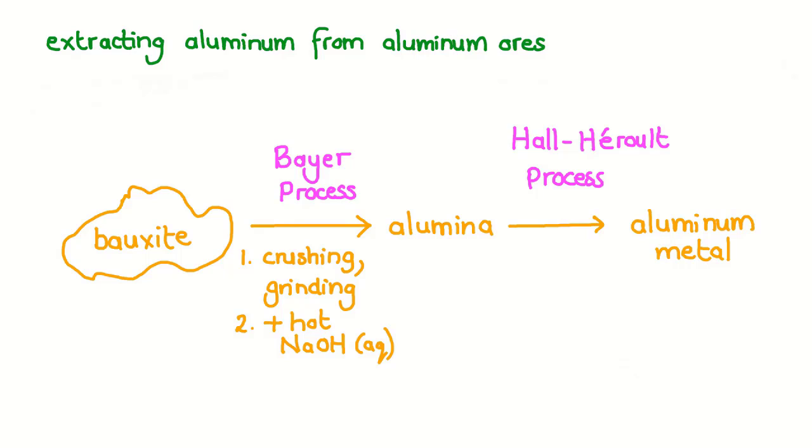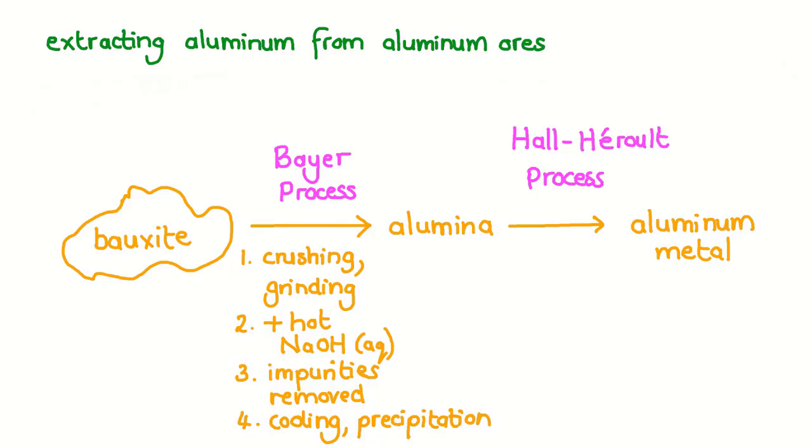The sodium hydroxide reacts with the aluminum oxide in the ore, dissolving the aluminum compounds. Insoluble impurities are then removed. The dissolved aluminum compounds are then cooled and precipitated, and then heated again to produce alumina. We've just had a brief look at the Bayer process. The focus of this video is really the Hall-Héroult process.